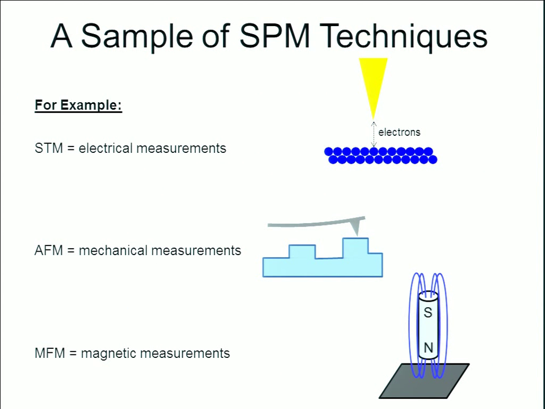Here are three examples. Scanning tunneling microscopy, we'll measure tunneling current. Atomic force microscopy involves mechanical measurements such as attractive and repulsive forces. And magnetic force microscopy measures differences in magnetic fields and strengths between the tip and sample.